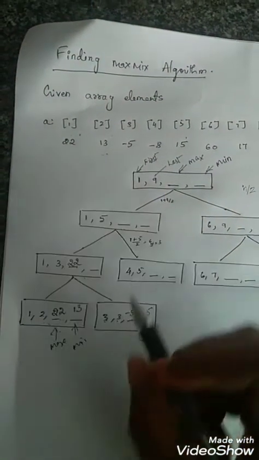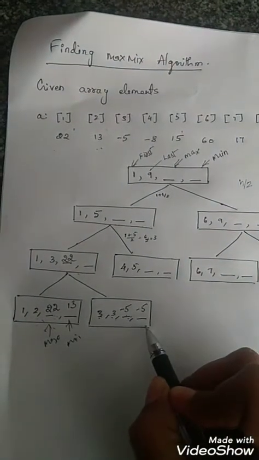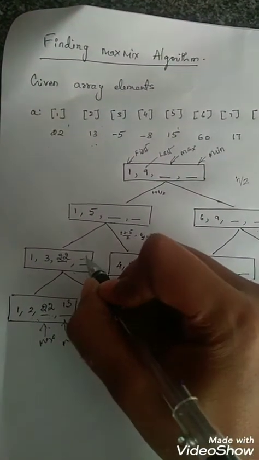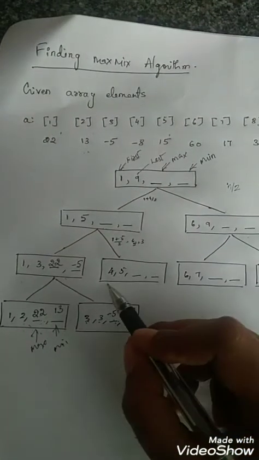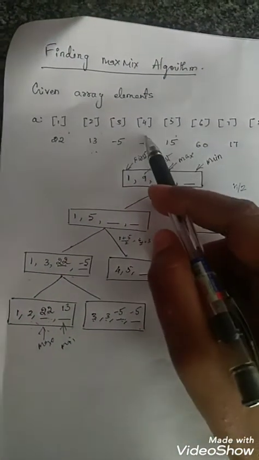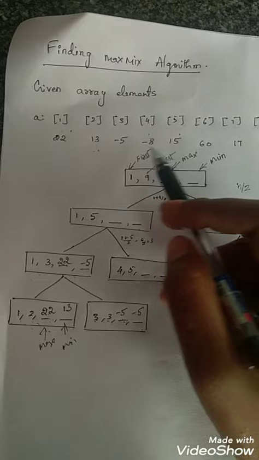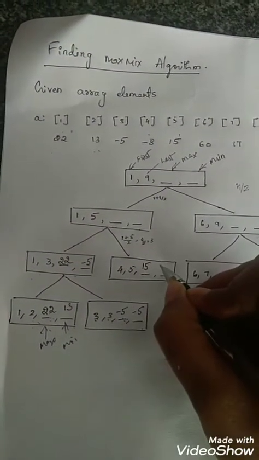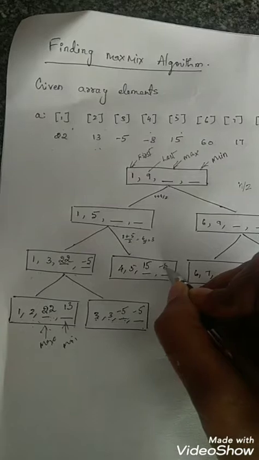Okay, so next is 13 and minus 5. Which is the minimum element? Minus 5. Now in this, if I take 4 and 5, which is the minimum and which is the maximum? So 15 is maximum and minus 8 is minimum.